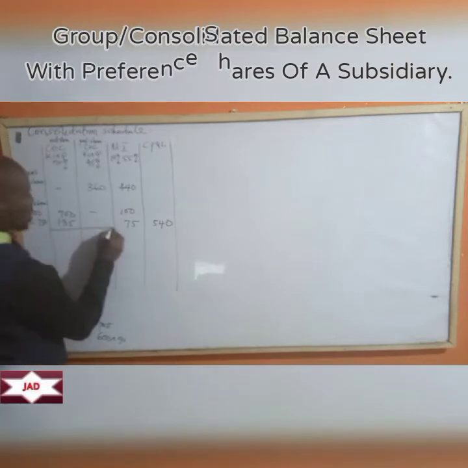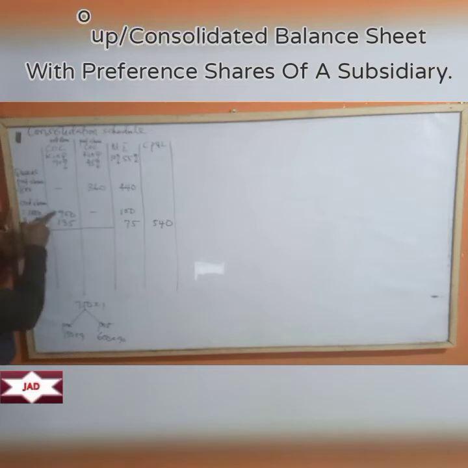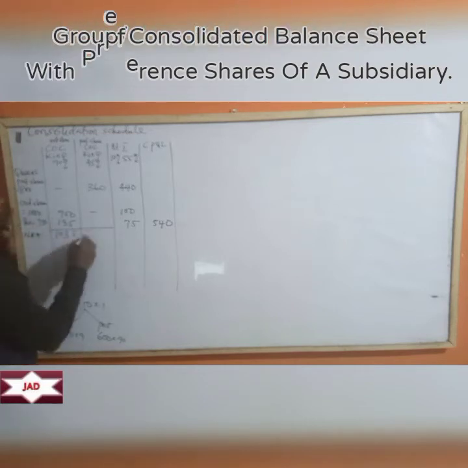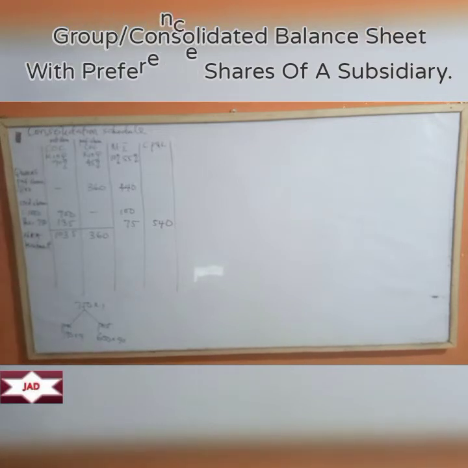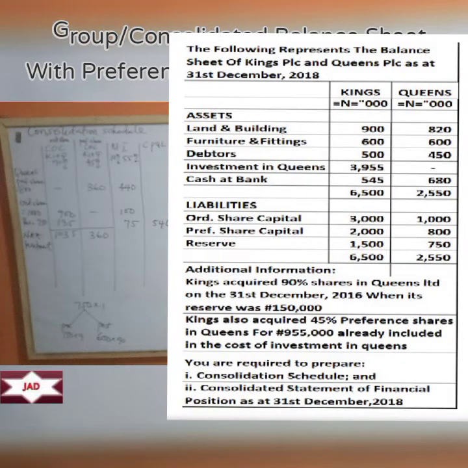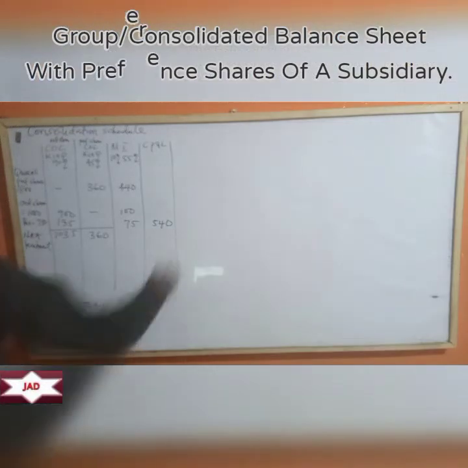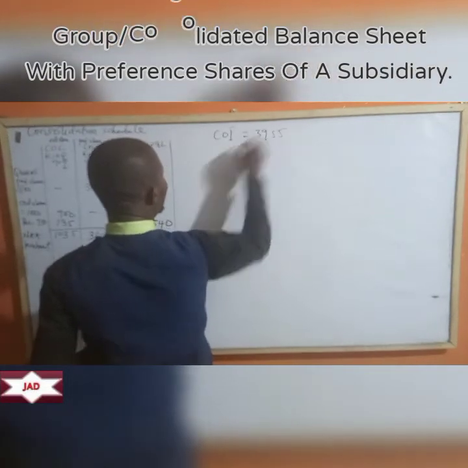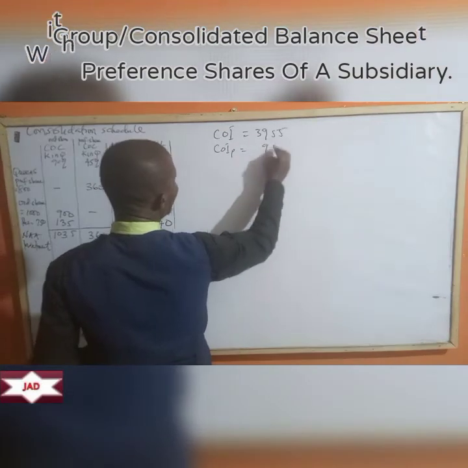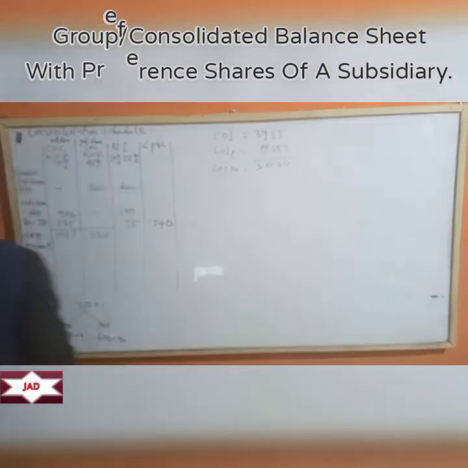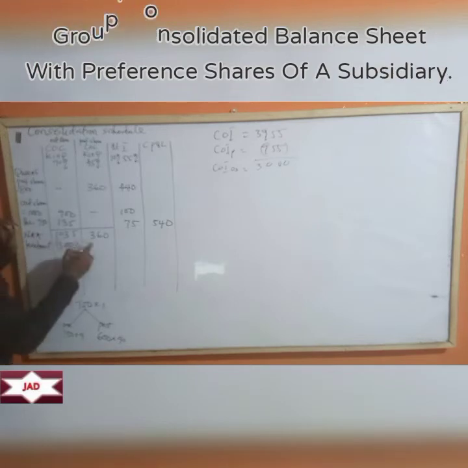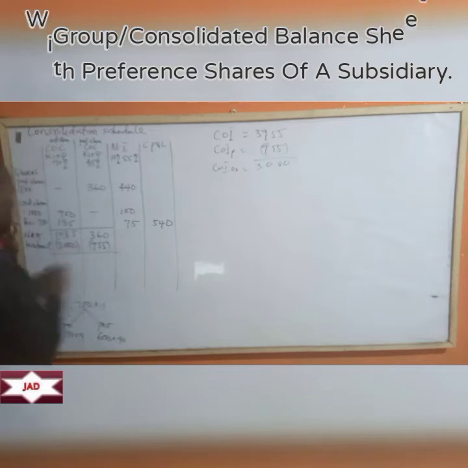Let's go. Our net assets acquired is 5301, and this is 360. For the investment, remember they said Kings acquired 45% preference shares in Queens for 955, already including the cost of investment in Queens. So the cost of investment in preference shares is 955. You take this out, and the investment in ordinary shares is 3000.